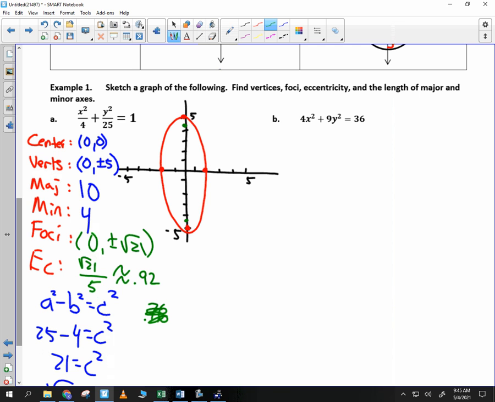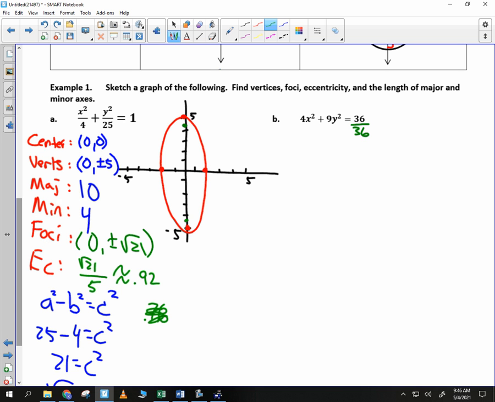Okay, too easy. Let's make it more challenging. Next one. What makes this different? It doesn't have a denominator, not equal to 1. It has to be equal to 1. Put it in its appropriate form. How could I make it equal to 1?